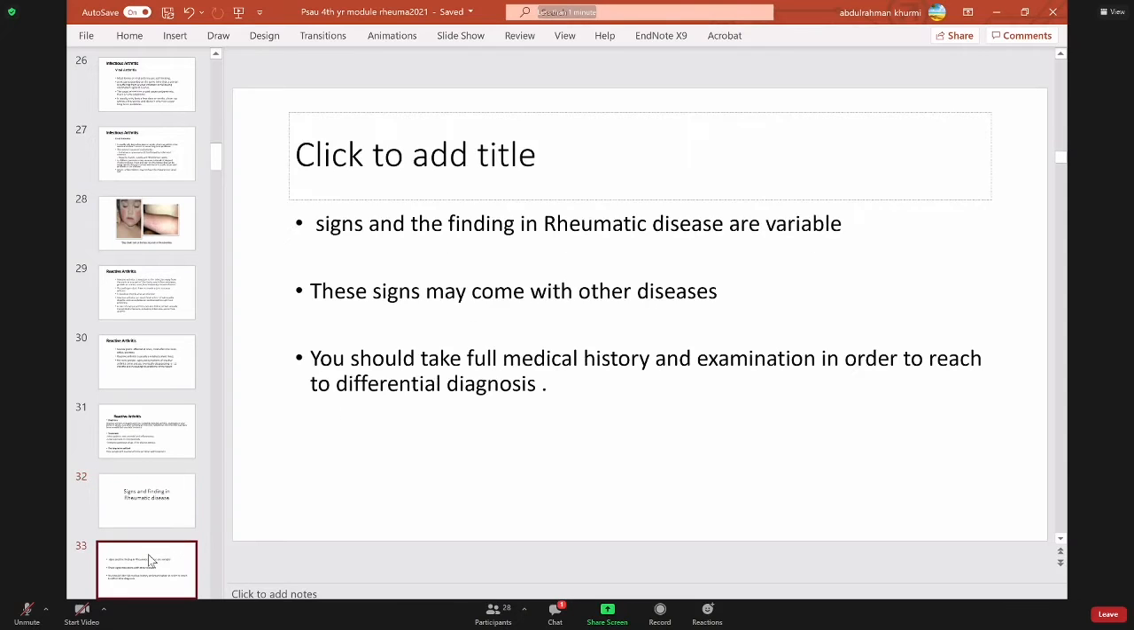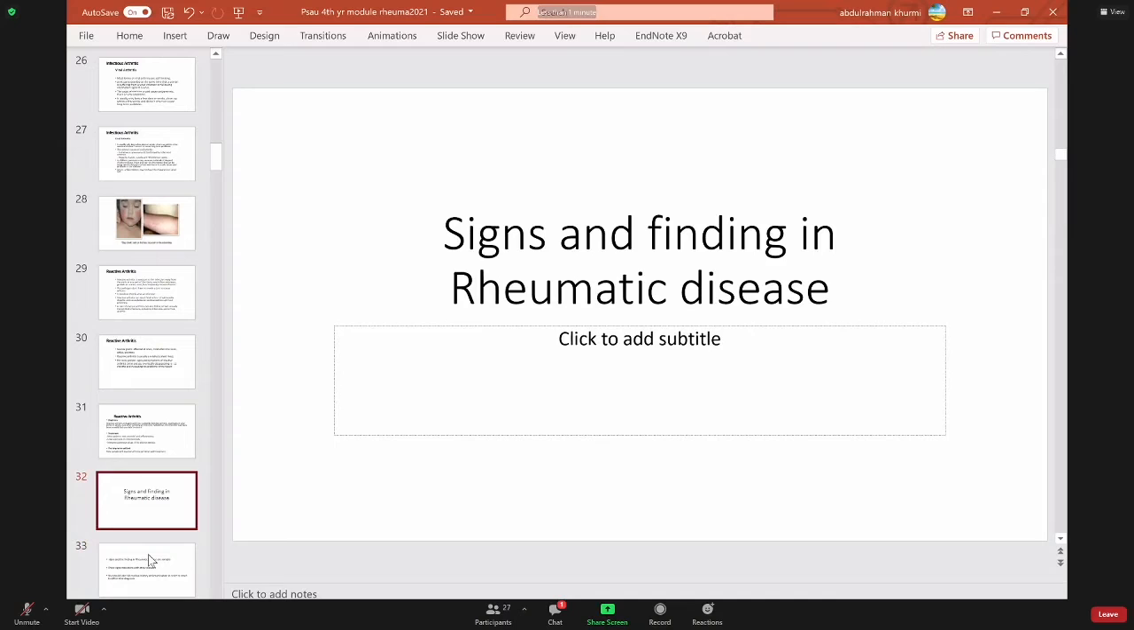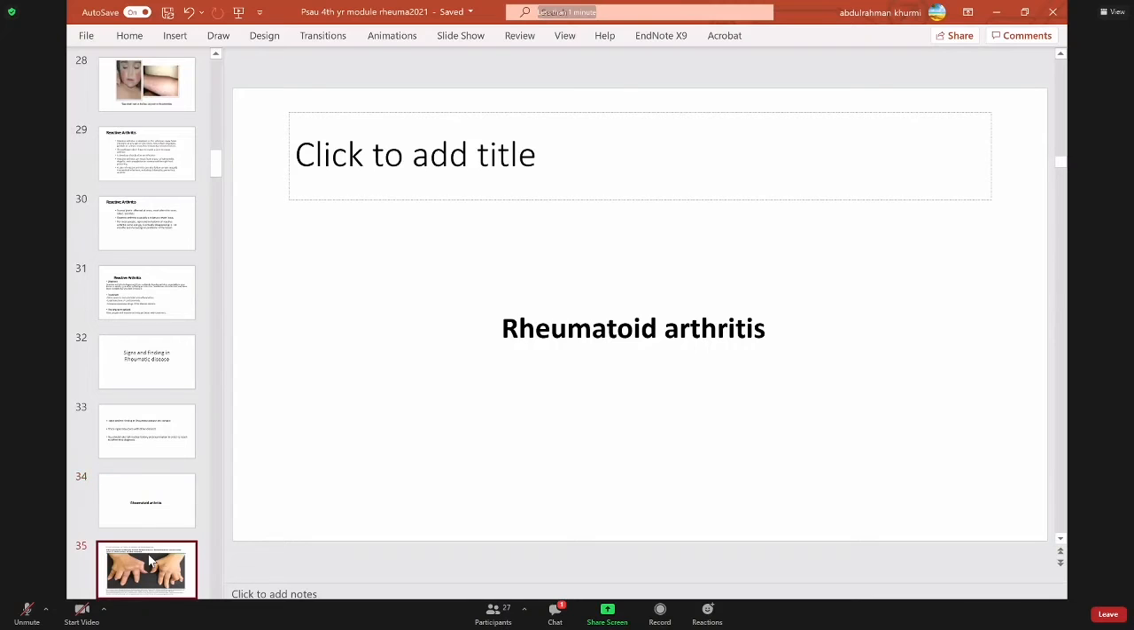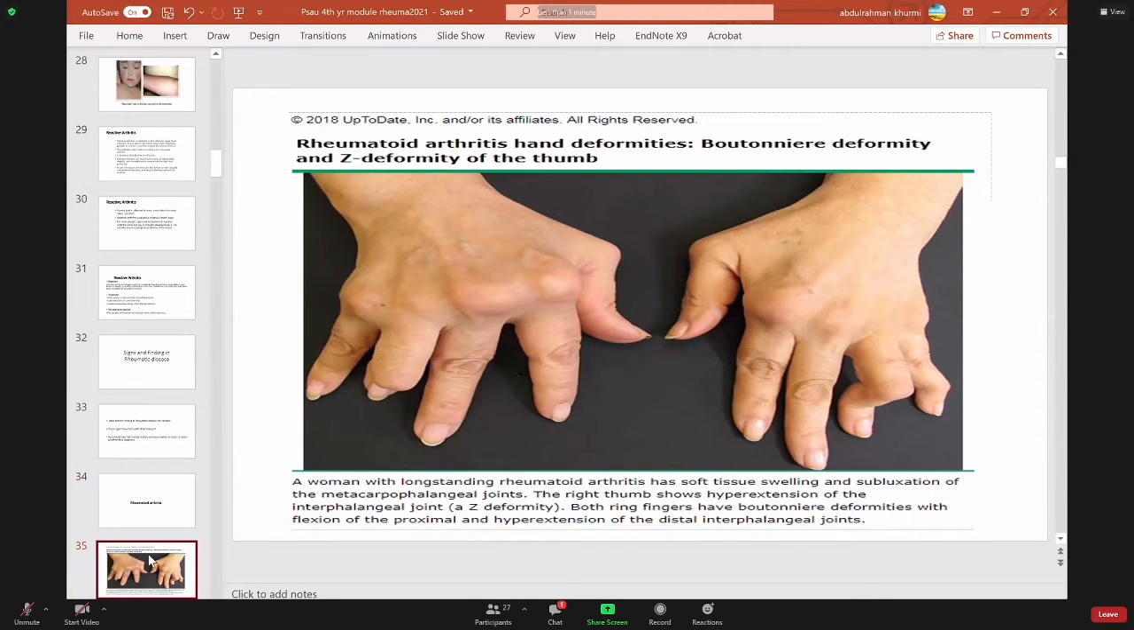Okay. Now we'll speak about the signs and findings in rheumatological illnesses. They are variable. A sign might come in one disease and in other diseases as well. Some of them are specific, but some are not specific. They help you in history, examination, and differential diagnosis. For example, rheumatoid arthritis. What do you see here? Nodules, deviation to the other side. What else?